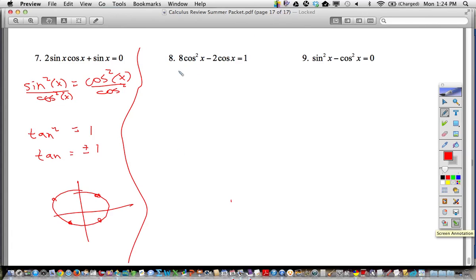But anyway. All right. The other thing that I saw people do was this. They factored it: sine plus cosine, and then sine minus cosine. Right?